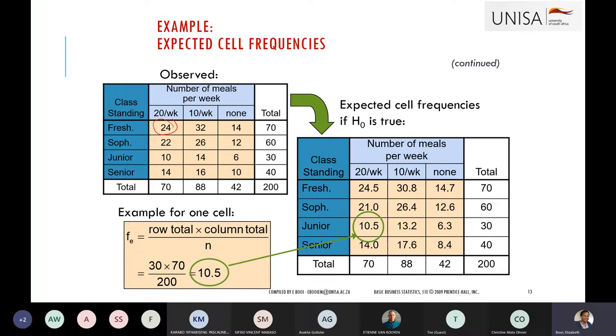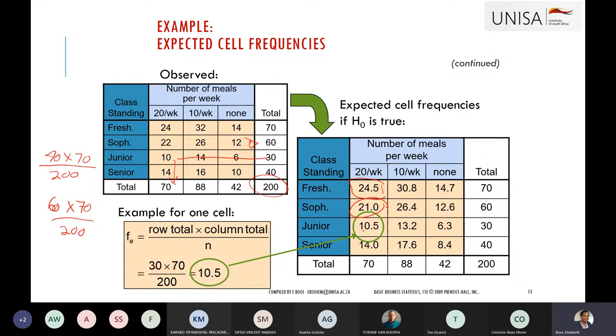We went on and identified what we're given and calculated the expected values. Remember, to calculate the expected value for 24, we use the row total, which is 70, times the column total, which is 70, divided by 200, which gives us 24.5. For the expected value for 22, we use the row total, which is 60, times the column total, which is 70, divided by 200, which gives us 21.0. For the expected value for 10, the row total is 30, times the column total of 70, divided by 200, which gives us 10.5. And you can do this for all observed values.